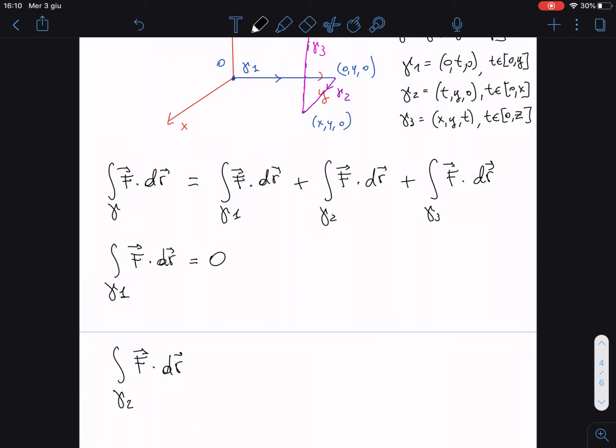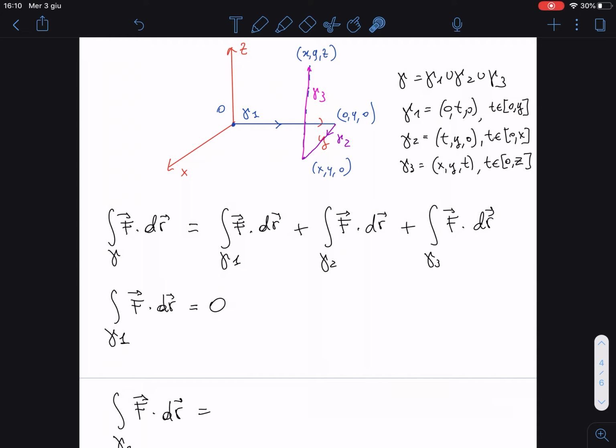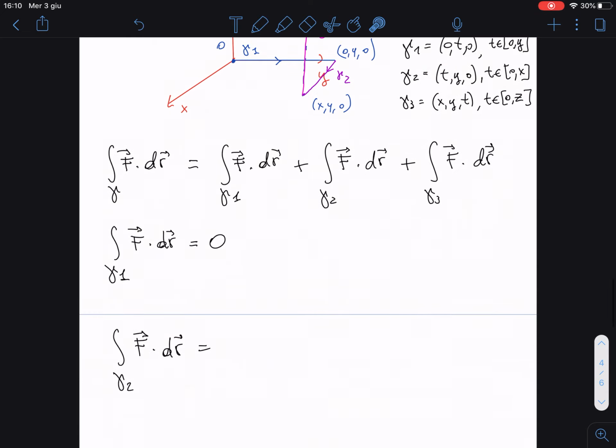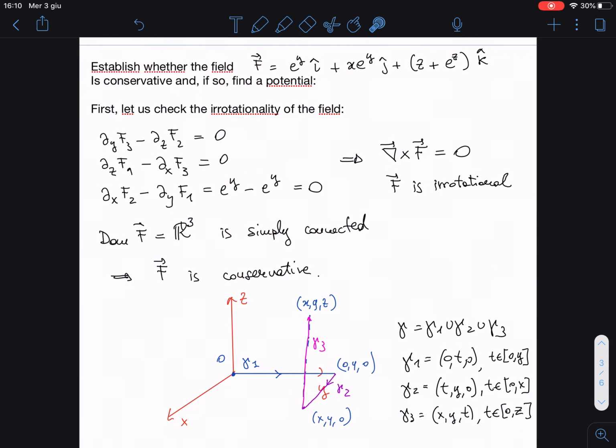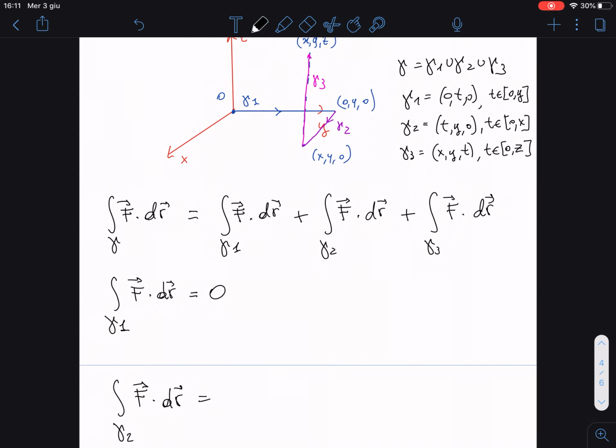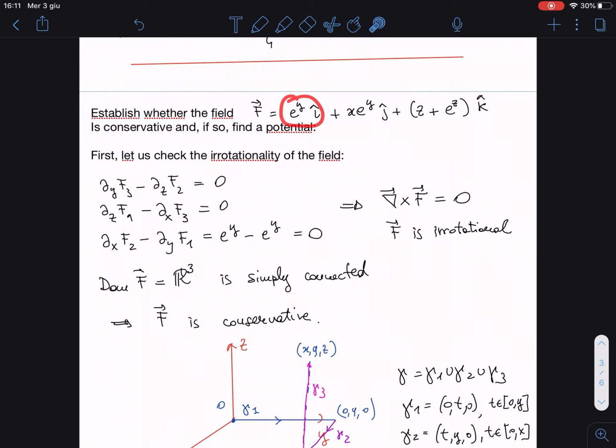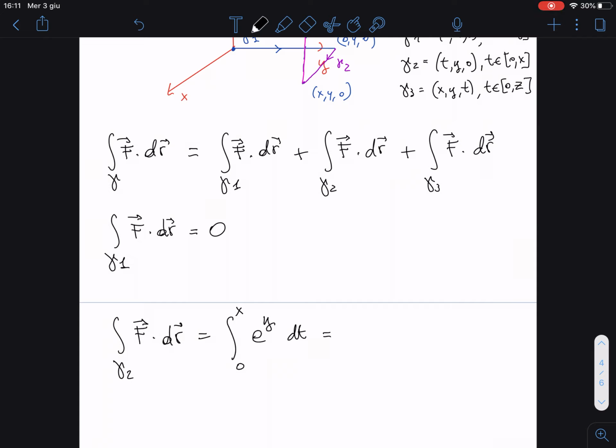And on gamma 2, you have f dot dr. So on gamma 2 it is the x component surviving because the velocity here is (1, 0, 0). Then on gamma 2 we have the integral between 0 and x of e to the y in dt. Here you have to pay attention to the variables, because here we are integrating on t, and here we have e to the y, because this is the first component, only e to the y. So e to the y is a constant in this integral. So the result will be x e to the y.